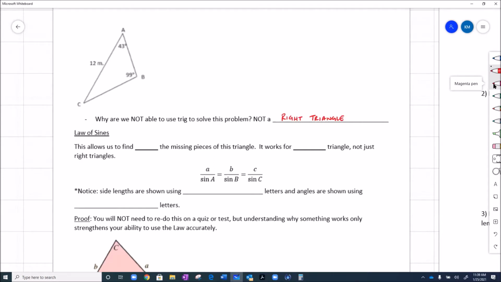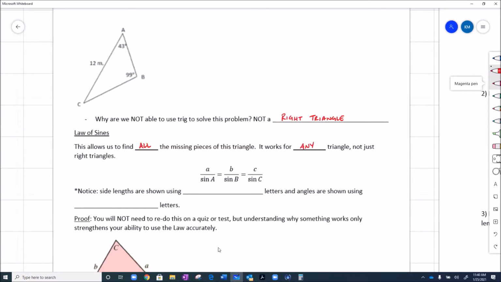We're going to introduce law of sines. And this allows us to find all the missing pieces of this triangle. Okay, and it works for any triangle, not just right ones. Okay, the law of sines is basically a ratio that we can use in order to find missing information if we have a complete side. Okay, so a over sine A equals b over sine B equals c over sine C.